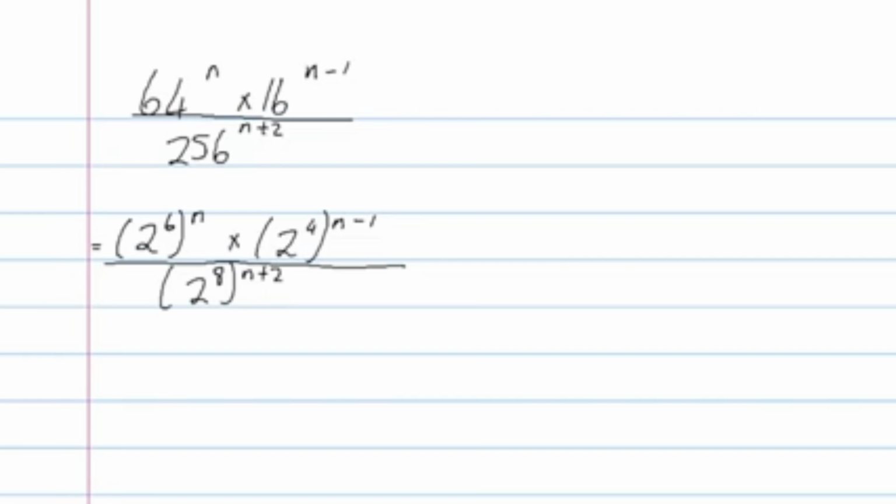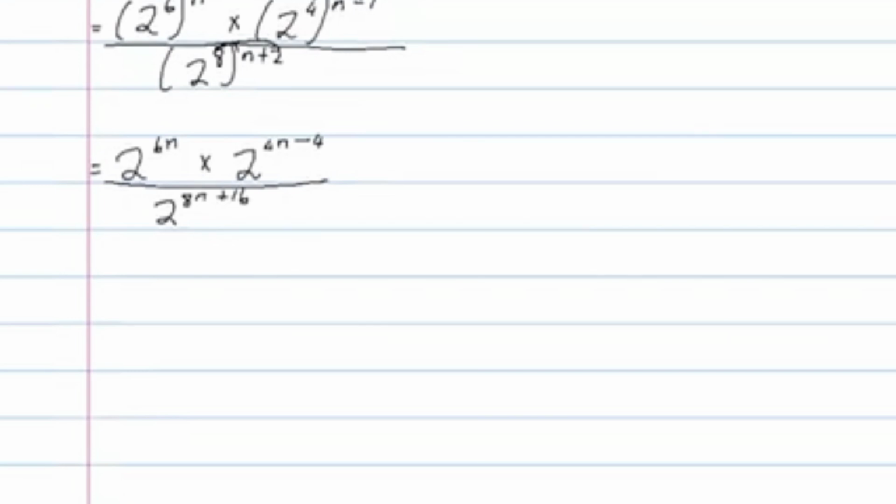So the second step, you open the brackets. What you do, you multiply the powers. 6 multiplied by n, it's 2 to the power 6n, multiplied by 2 to the power 4 multiplied by n minus 1, which is 4n minus 4, all over 2 to the power 8 on the denominator, multiplied by the exponent, and it's going to give you 16, and then everything has the same base.